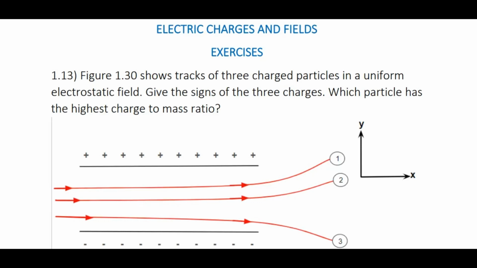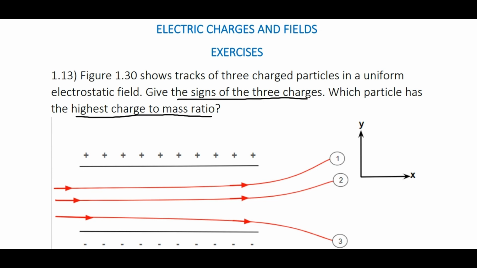Hello students, in this video we are going to discuss 1.13, 1.14 and 1.15 as per new textbook. Figure shows tracks of three charged particles in uniform electric field. Give the signs of the three charges. Which particle has the highest charge to mass ratio?